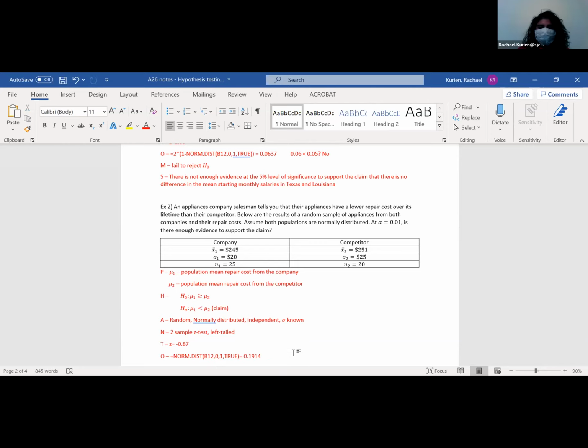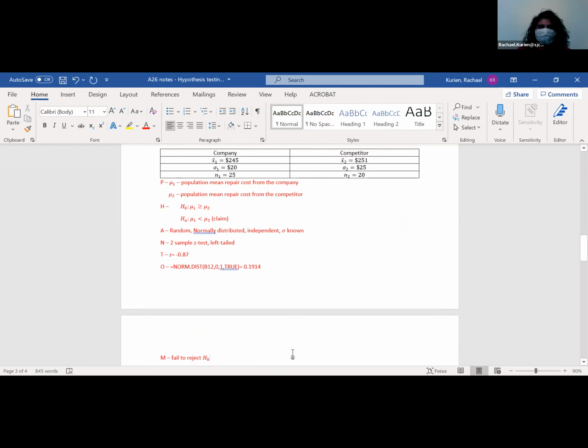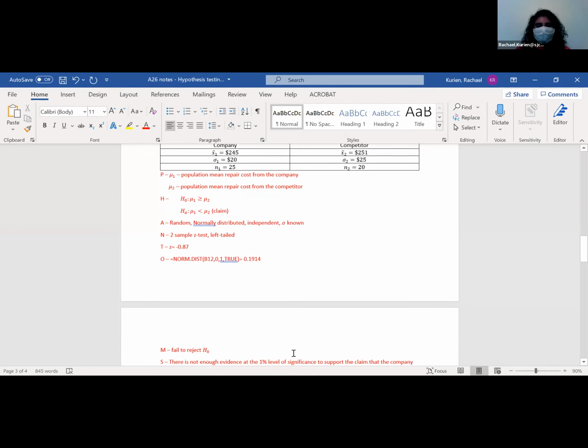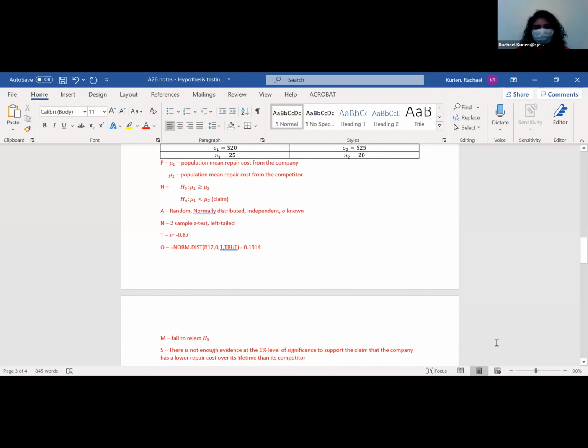So we fail to reject the null hypothesis. It doesn't necessarily mean that the null hypothesis is true. It doesn't necessarily mean that it's false. It just means that we didn't find enough evidence, which we say in the conclusion. There is not enough evidence at the 1% level of significance to support the claim that the company has a lower repair cost over its lifetime than its competitor.